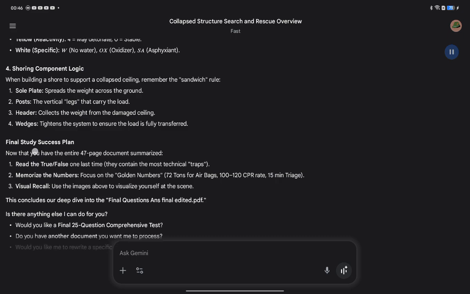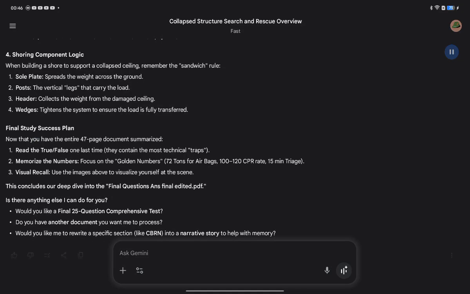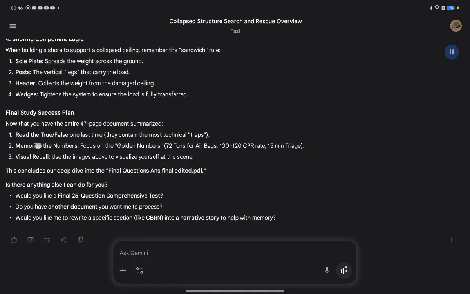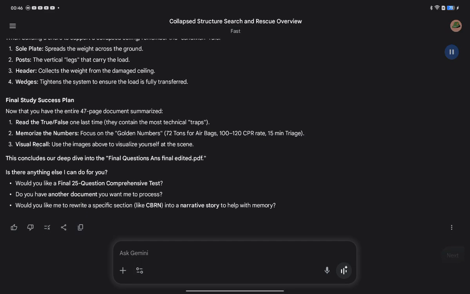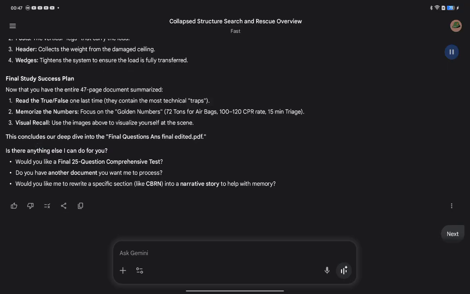Shoring component logic. When building a shore to support a collapsed ceiling, remember the sandwich rule. 1. Sole plate, spreads the weight across the ground. 2. Posts, the vertical legs that carry the load. 3. Header, collects the weight from the damaged ceiling. 4. Wedges, tightens the system to ensure the load is fully transferred.